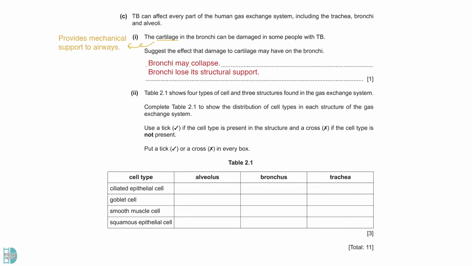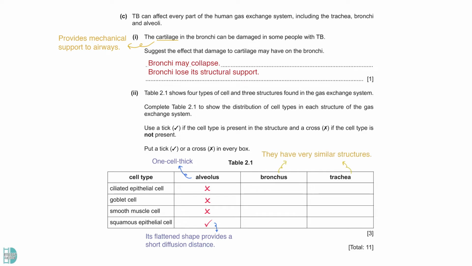C2 wants you to pick the cell that is present or absent in each of the structures. The alveolus is one cell thick. The only cell it has is the squamous epithelial cell. The flattened shape of this cell provides a short diffusion distance, hence a greater efficiency for the gas exchange.